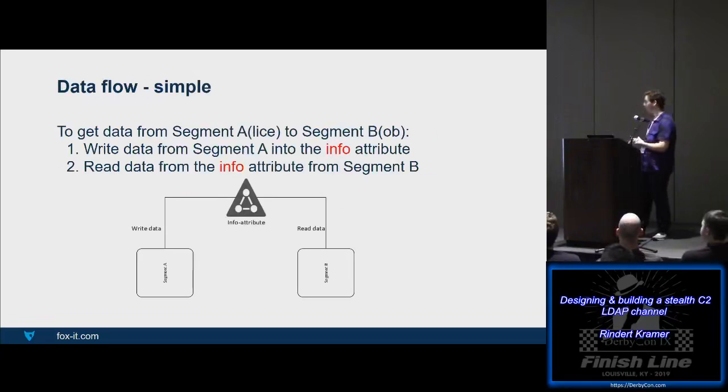I like high-level overviews, so another one. Let's say that we use the same user account in network segment A, and we use the same user account also in network segment B. So from network segment A, we write ipconfig into the info attribute of the user account. And from network segment B, we read the ipconfig also from the info attribute, and we execute the command. And we process the data. That's basically how that works.